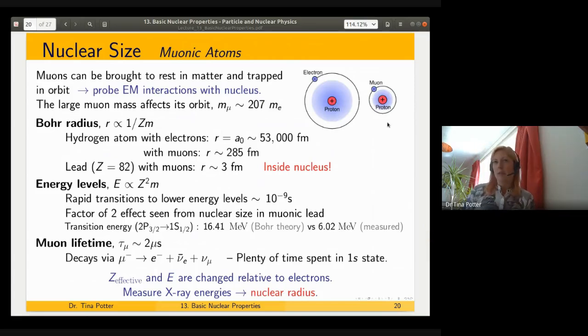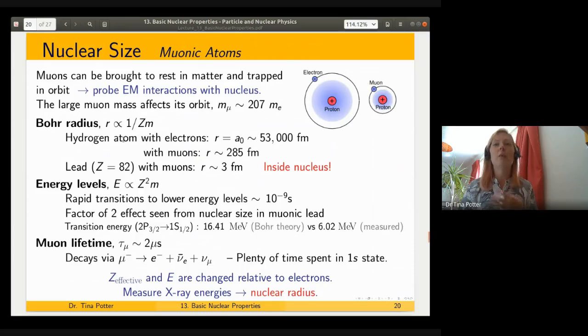Now let's have a look at another method here. So we just did electron scattering. Let's have a look at muonic atoms. So electrons usually orbit nuclei, that's fine, but let's have a look at what happens when muons orbit nuclei instead. And this is quite interesting because they actually orbit much closer to the nucleus than electrons do, and they can be used to probe the nucleus because they actually end up interacting with the nucleus a little bit. So because the muon is 105 MeV compared to an electron, which is just half an MeV in mass, it's going to affect how it orbits.